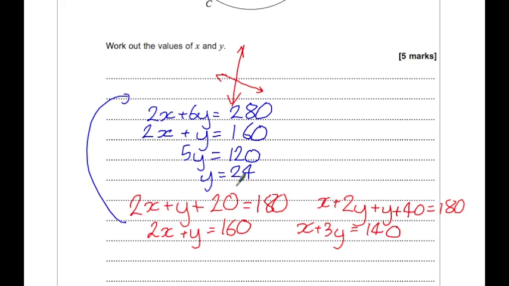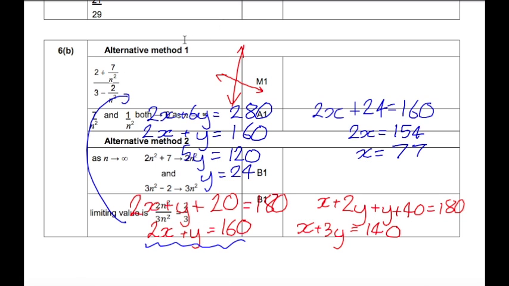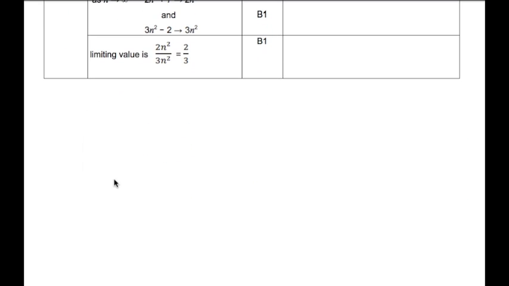And then we just need to sub that into either of them. So I'm going to sub it into this one. So we get 2x plus 24 is 160. So 2x is 154. So x will be 77. I hope and pray. Right, so looking at solutions, what do we have? 24 and 77.